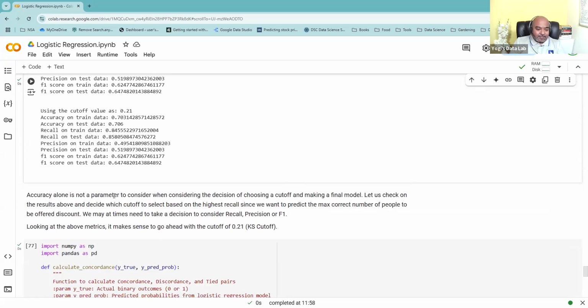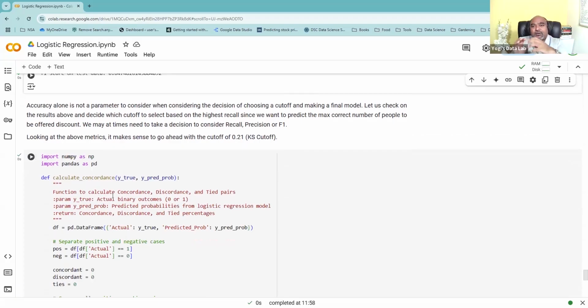Now, we talked about the threshold. We said that we are not going to focus on accuracy. Remember, we discussed why accuracy is not the best measure. So we are concentrating on the recall in this case.